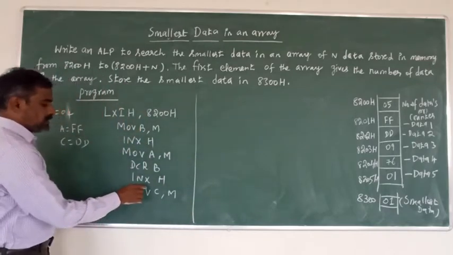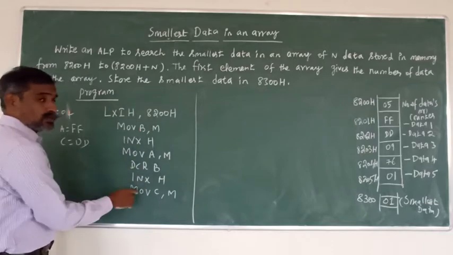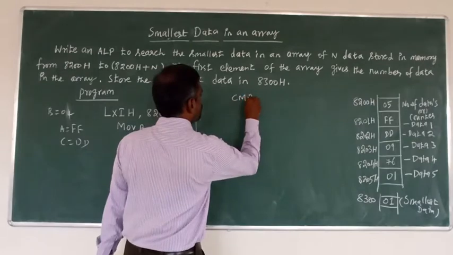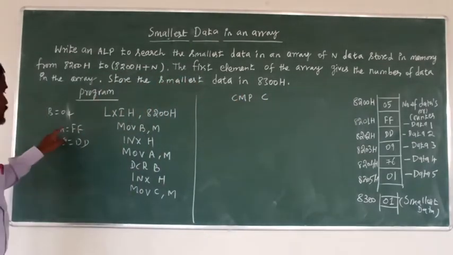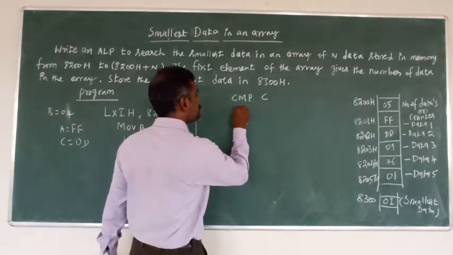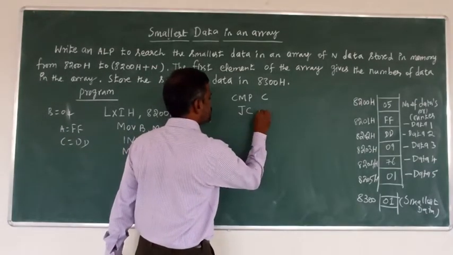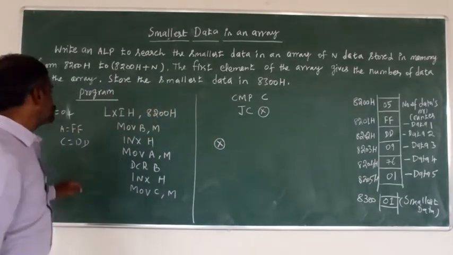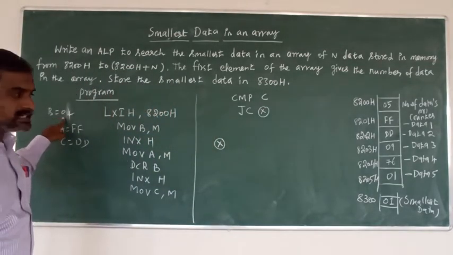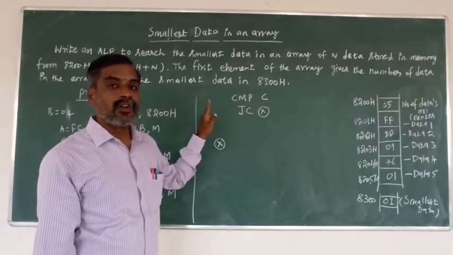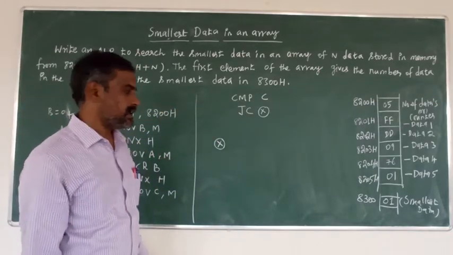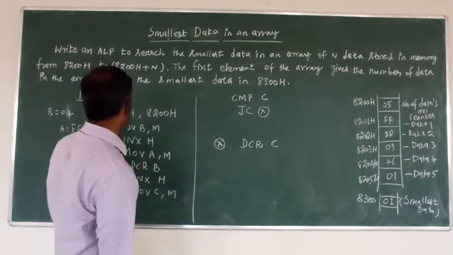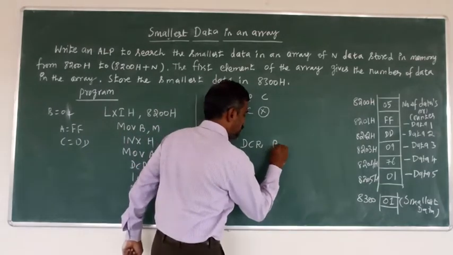Now to compare these two data, accumulator with the C register, we can use CMP C. Now to compare the accumulator with the C register and check the result, whether it is carry or not. If the result is carry, jump directly to decrement the B register. Why? Because the accumulator itself is the lowest data. Okay. Now directly decrement the C register single time. Sorry, B register. B register decrement.